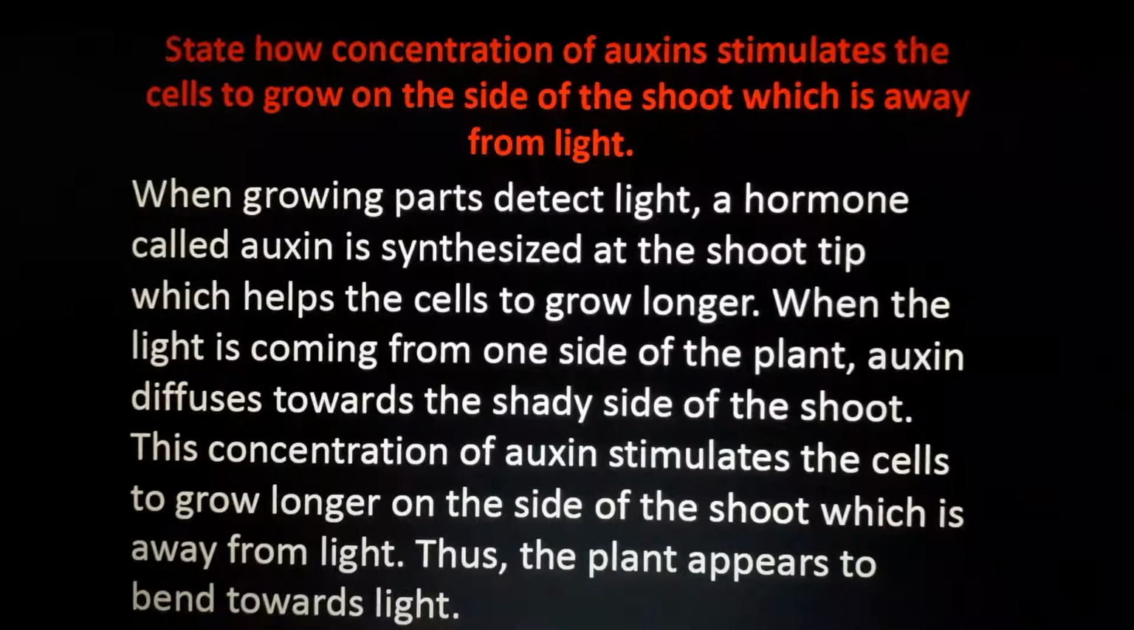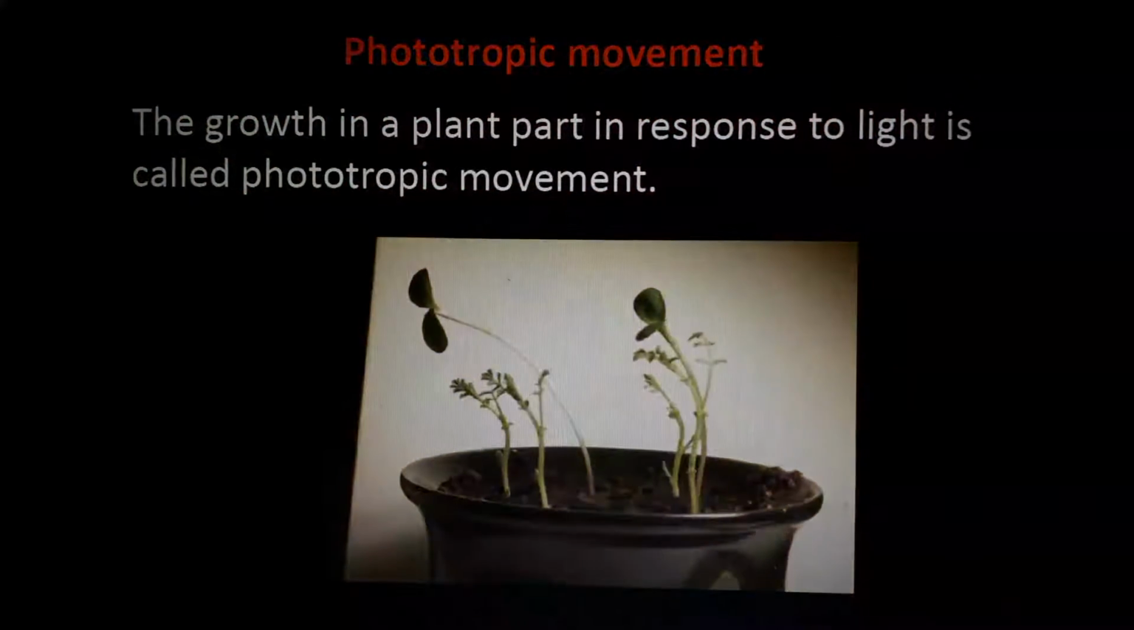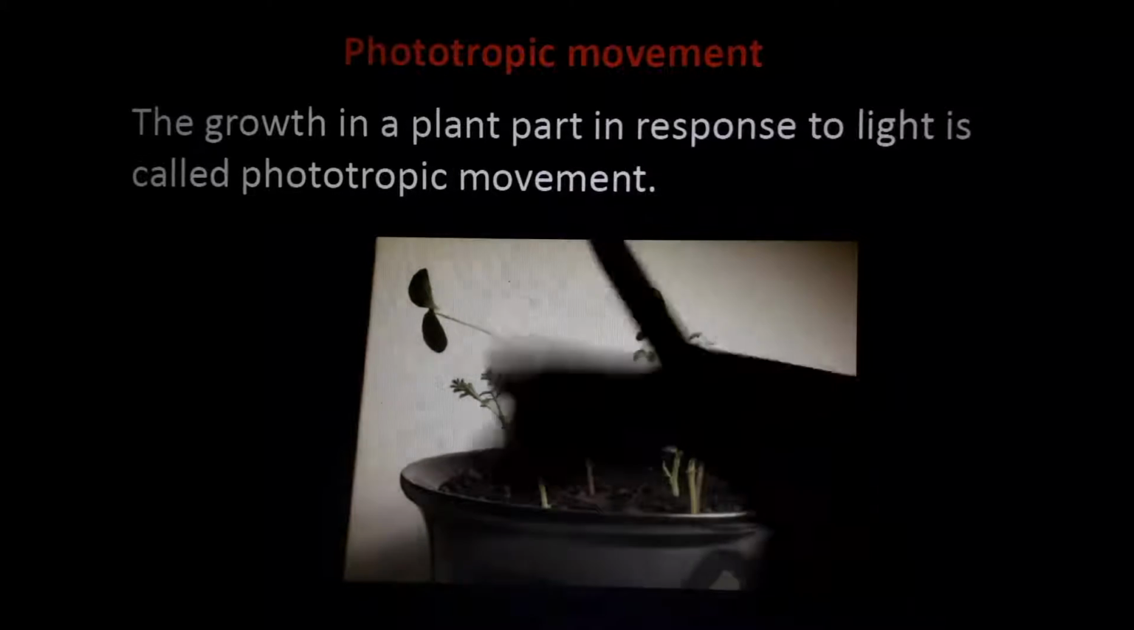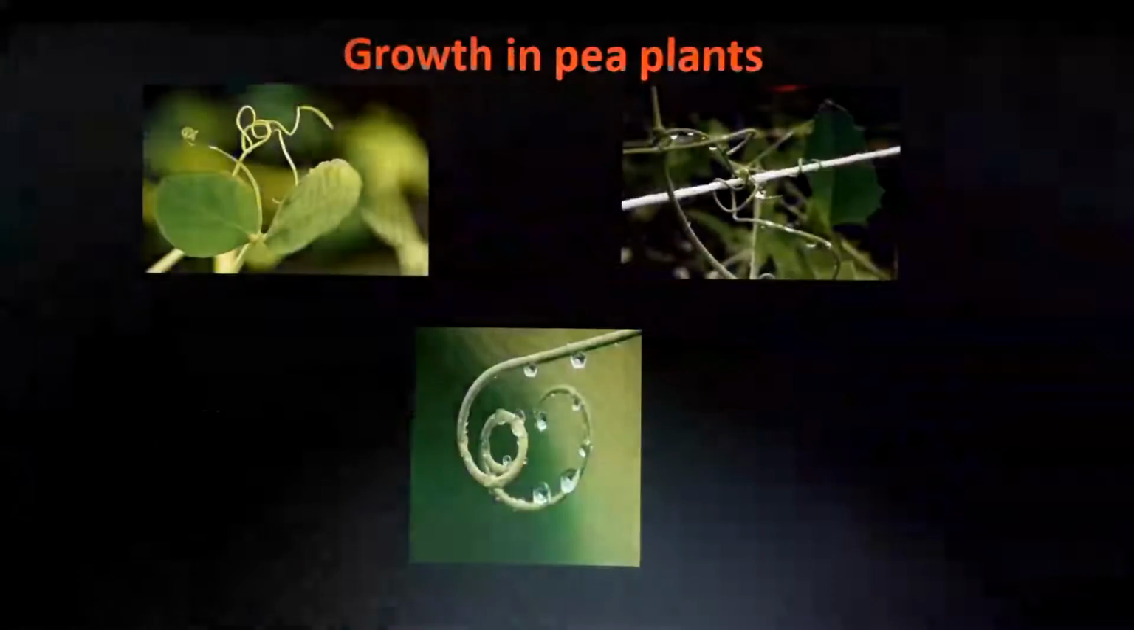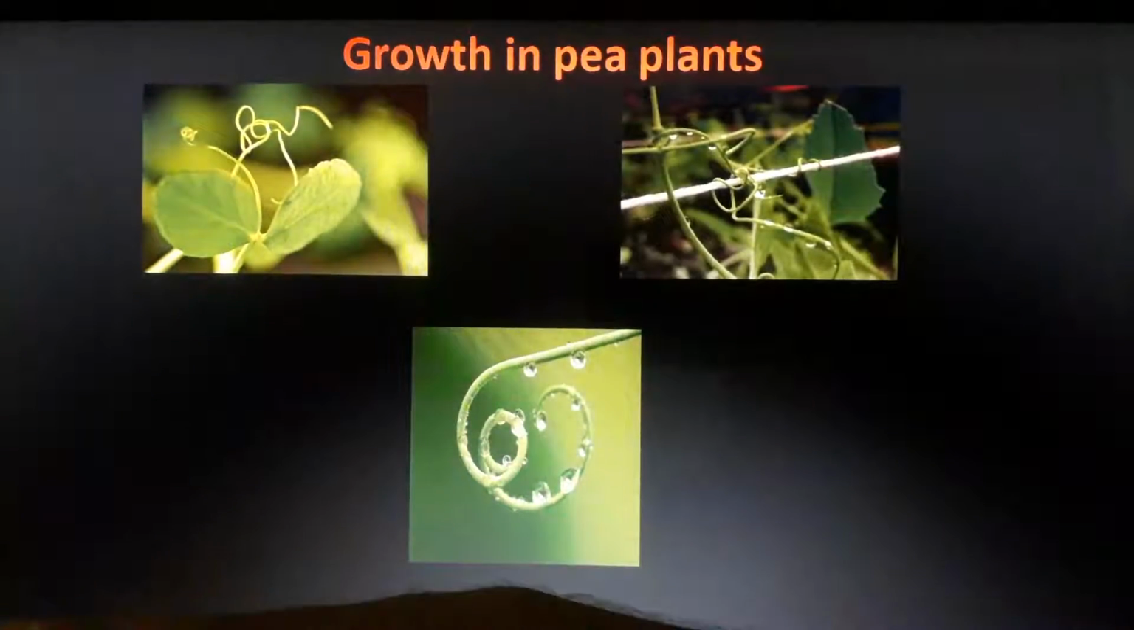See, when the growing part detects light, have you seen these plants and trees bending towards the light? That effect is called phototropic effect. This one, phototropic movement, is a growth dependent movement. See how it is bending. See, I have a picture for you. Let me take that.